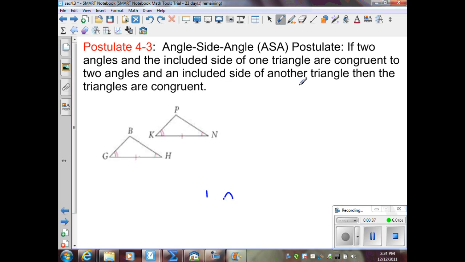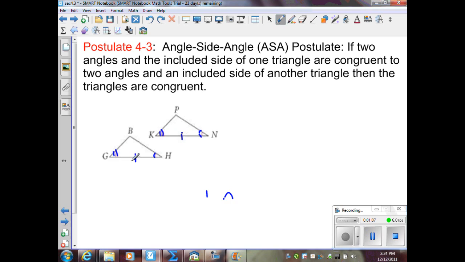included side of another triangle, then the triangles are congruent. Here I have two triangles. I'm given triangle GBH and triangle KPN. Angle G is congruent to angle K, designated by the double arc, and I have angle H congruent to angle N, designated by the single arc, and I have a side GH congruent to side KN.